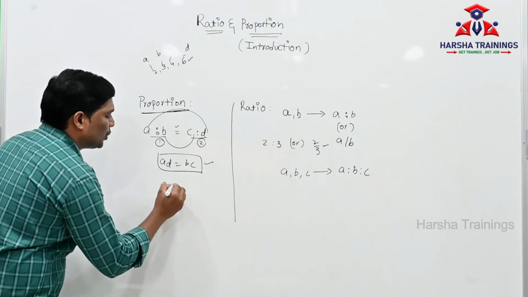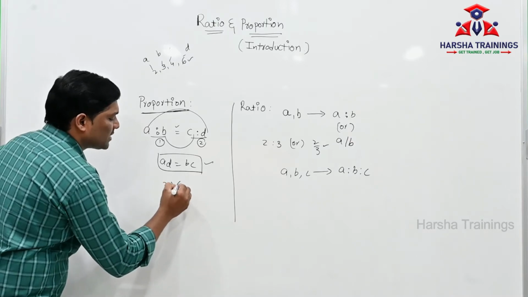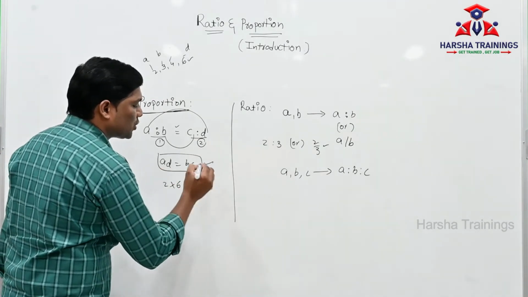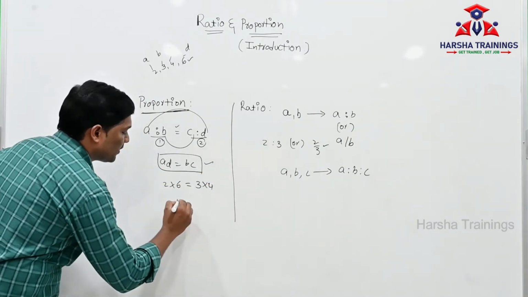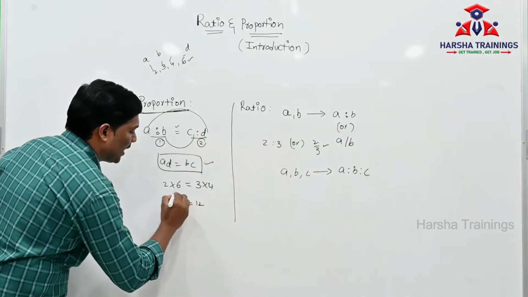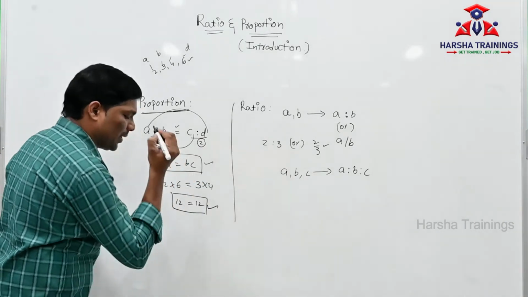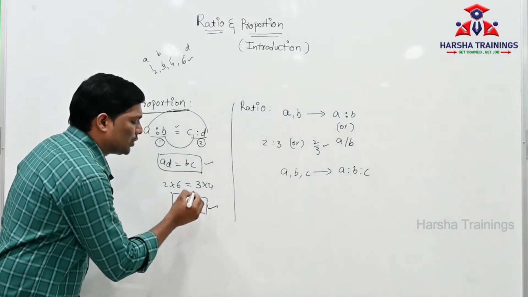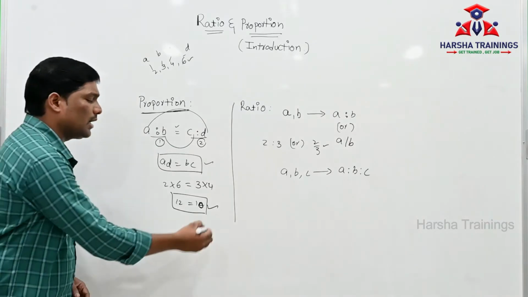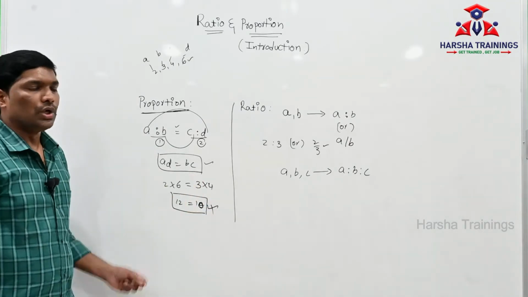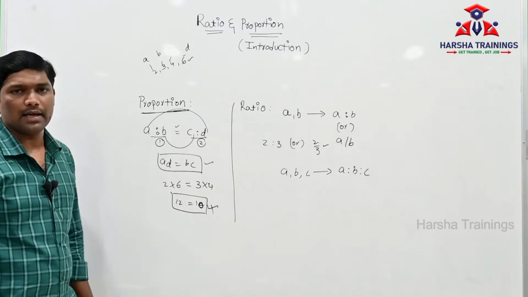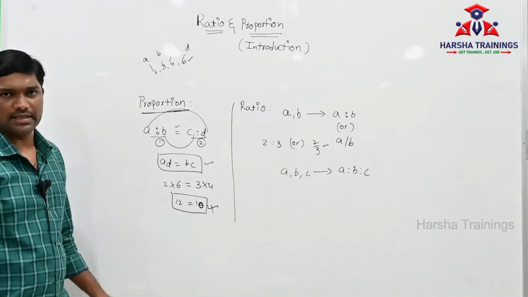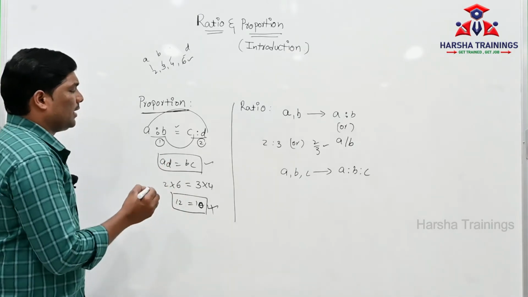A value is 2 into D value, which is 6, is equal to B value, 3 into C value, 4. 6 2s are 12, 3 4s are 12. So 12 is equal to 12. It is a proportion. For example, if 12 is not equal to 10, it is not a proportion. Proportion means two ratios are equal. The proportion formula is AD is equal to BC.